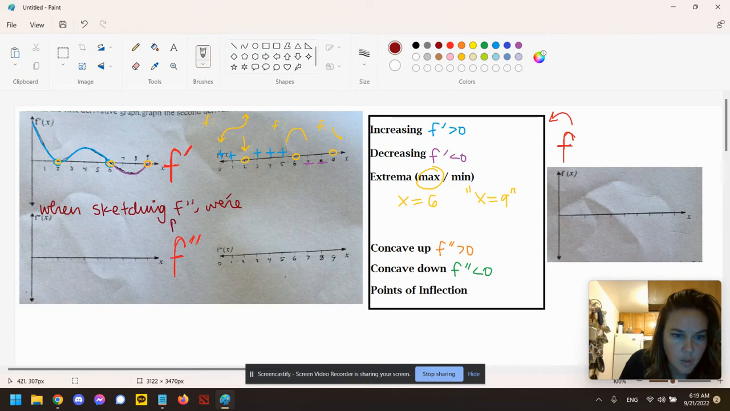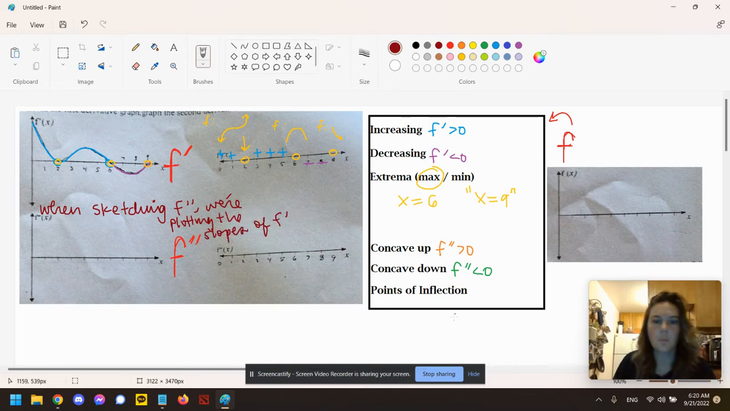We're plotting the slopes of f prime, of the first derivative. So you're taking the derivative of the first derivative to get to the second derivative, and taking the derivative when sketching is just looking at the slopes. All right, so here the slope is negative, the slope is negative, the slope is 0, the slope is positive, the slope is 0, the slope is negative, the slope is negative, the slope is 0, and the slope is positive.